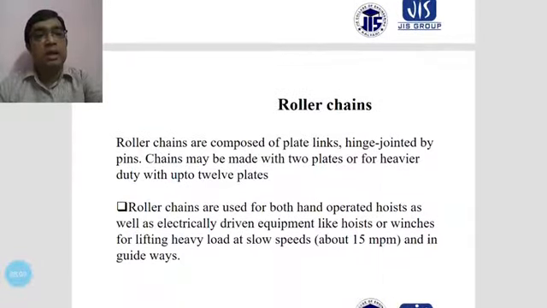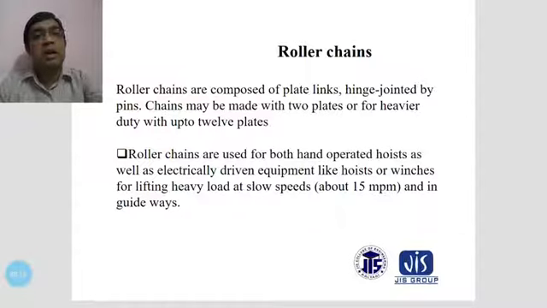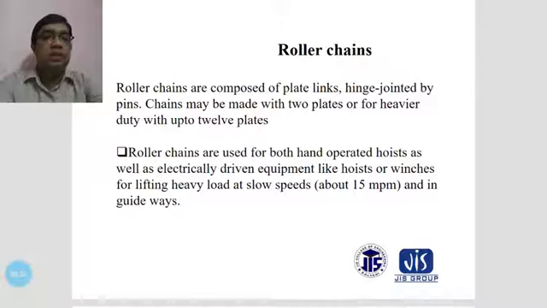Another type of chain is the roller chain. These roller chains are composed of plates and links, with hinge joints by pins. The chain may be made with 2 plates, or for heavier duty with up to 12 plates. When the roller chain is manufactured with fewer plates, lower loads and lighter materials are transferred from one place to another.